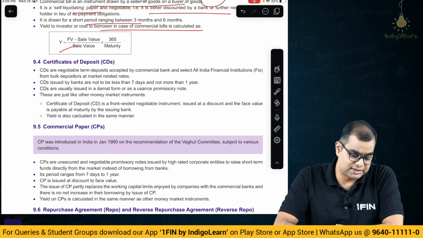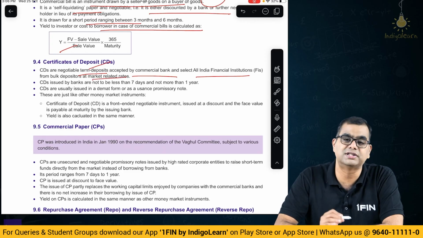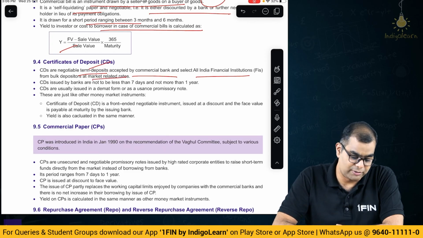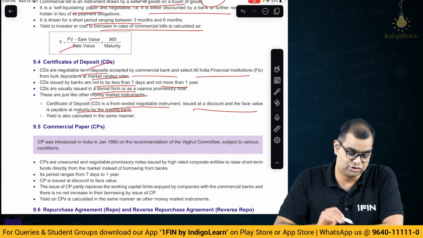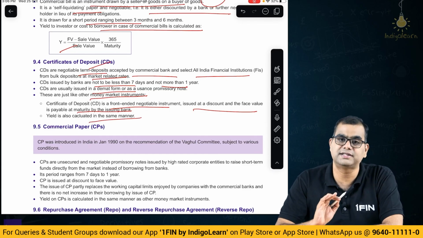Next, you have something called certificates of deposit. These are negotiable term deposits accepted by commercial banks and other all-India financial institutions from bulk depositors at market-linked rates. These are issued by banks for not less than 7 days and not more than 1 year. They are issued in demat form or as usance promissory notes. They are just like other money market instruments. A CD is a front-ended negotiable instrument issued at a discount. Face value is payable at maturity by the issuing bank, and yield is calculated in the same manner.